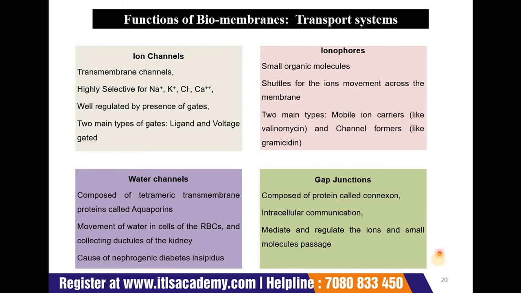Now we have gap junctions. Gap junctions are composed of proteins known as connexins. They help in intercellular communication between cells. They mediate and regulate the passage of ions and small molecules. So these are the major functions of the gap junctions.